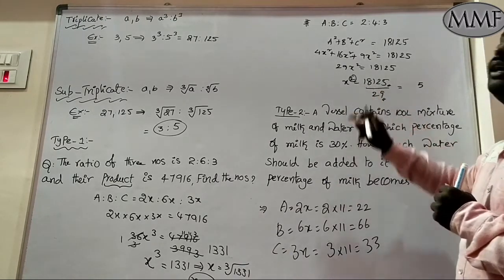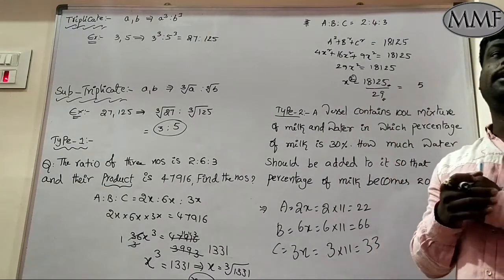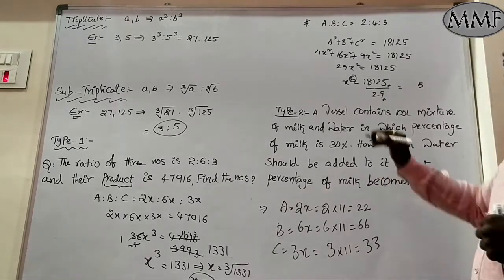Here what you are having? 181. How many times will it go with the 3? Clear or not? So how many times will it go? You can get 22 times. Clear?